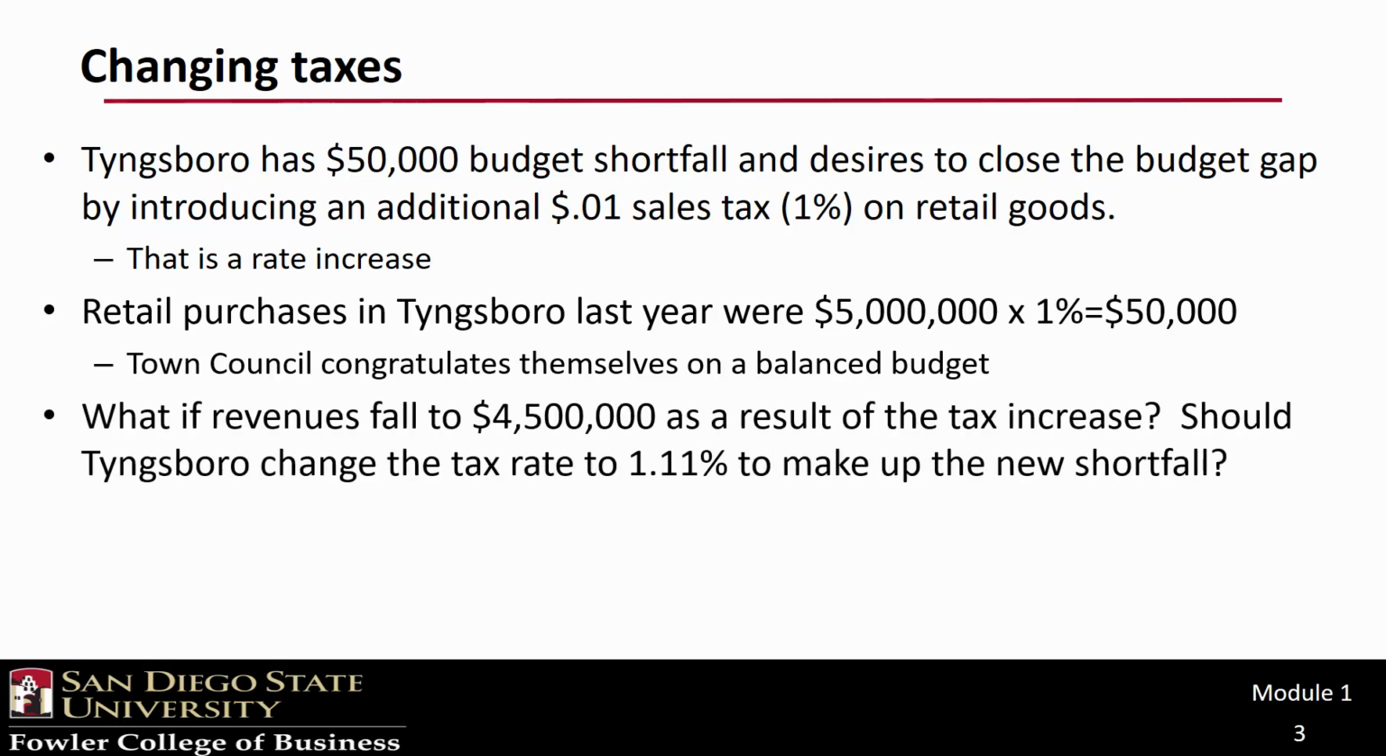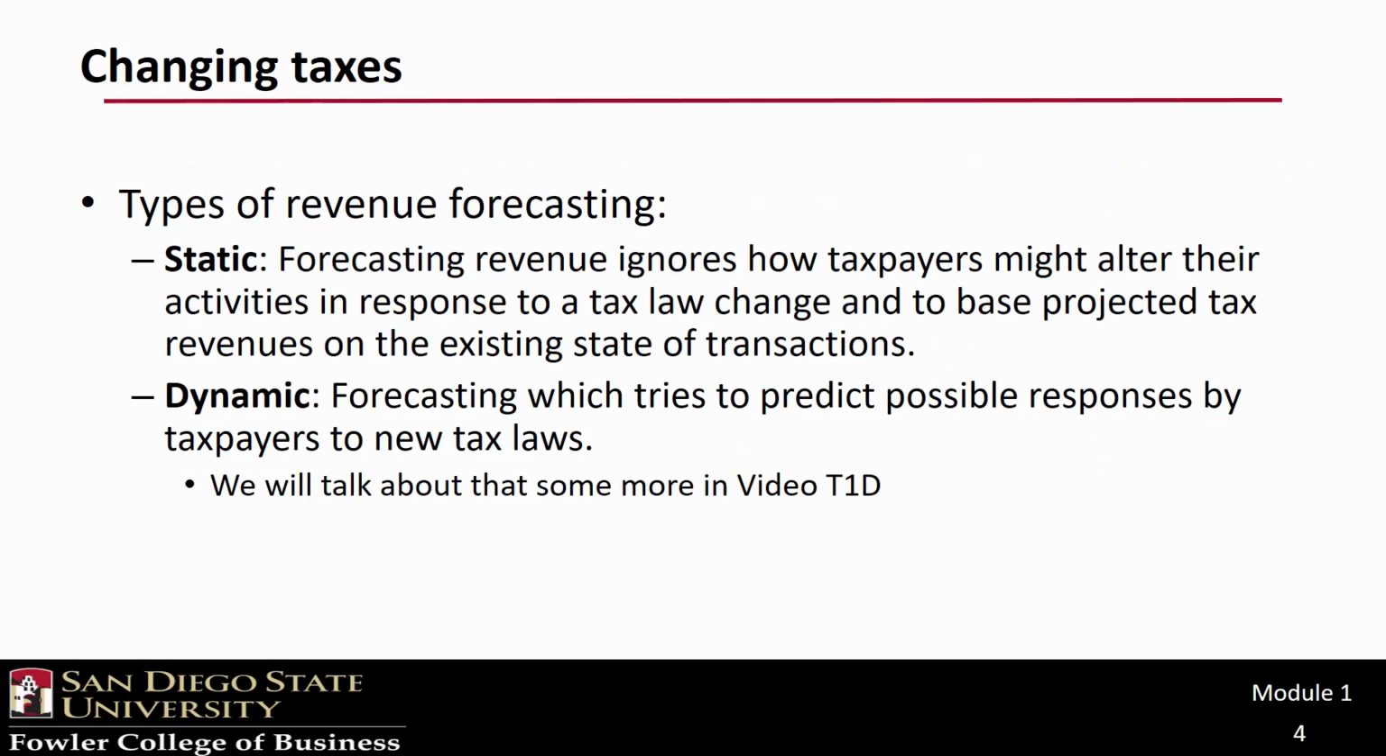But what have we learned from tourist behavior in Florida? People will vote with their feet, and suddenly more people are finding it worth the trouble to cross into New Hampshire and buy their goods there. As a result, retail sales in Tyngsboro fall to $4.5 million. Should the town council now vote to increase the rate to 1.1% to make up the shortfall?